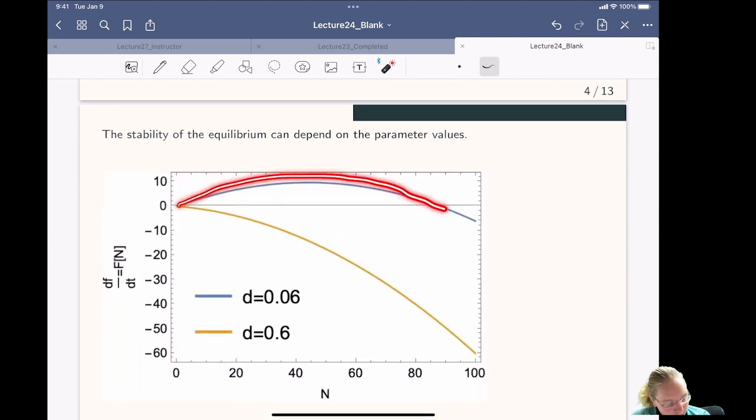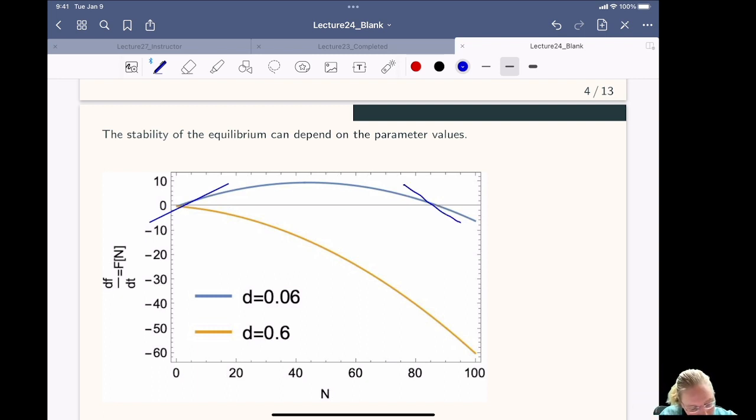So this was our original curve that I just showed you. And in this original curve, this had a tangent line of positive. This had a negative tangent line. And so this ended up being our stable equilibrium.